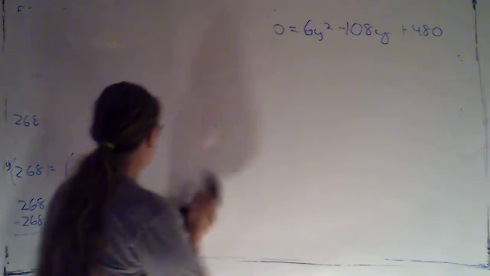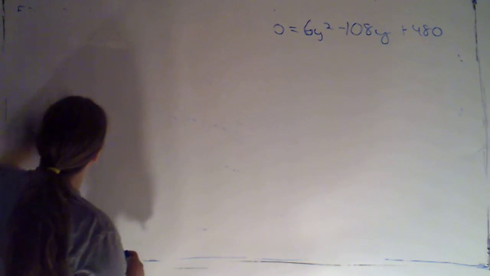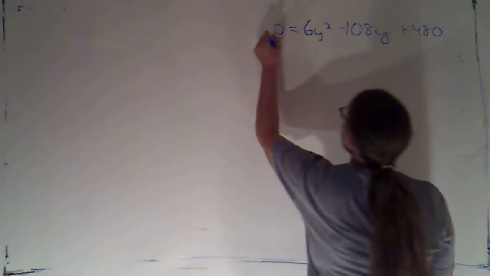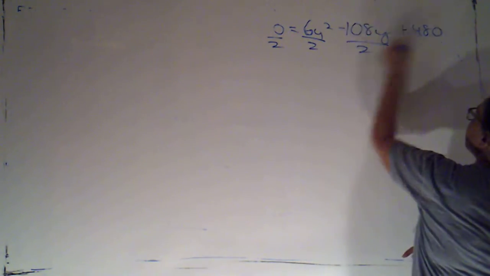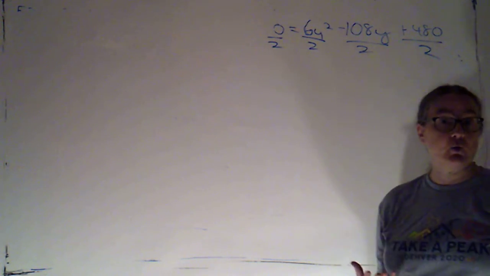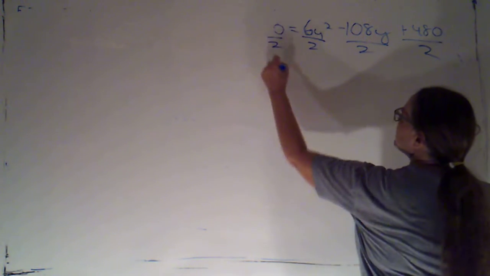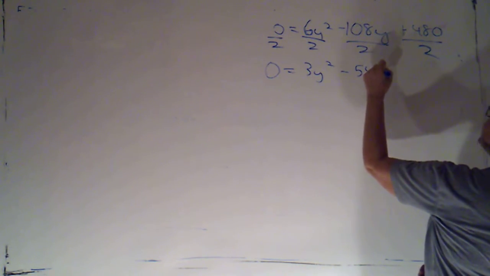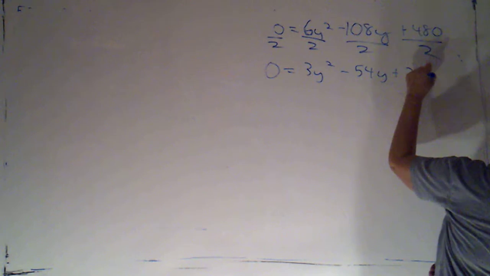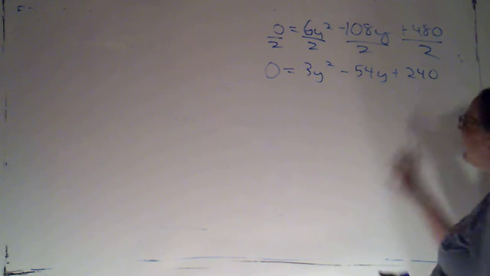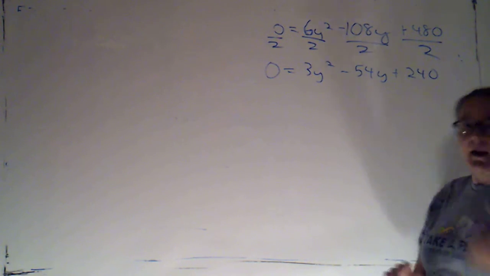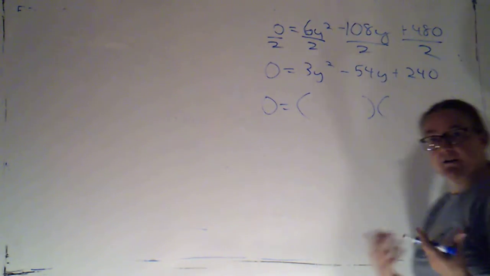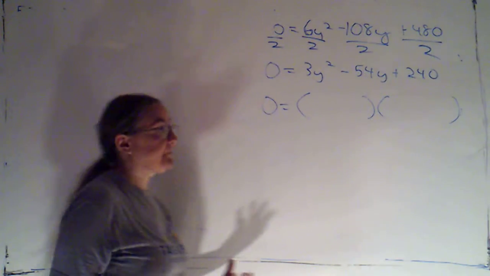So I'm going to just notice that all of the numbers in that equation are even. So if I want to, I can divide both sides of my equation, that means each and every term, by 2. That's just going to make the number smaller. So I'll have 0 is equal to 3y squared minus 54y plus 240. Okay. Still a kind of big number, but I'm going to try to do this by factoring. Of course, if you prefer, you've got the quadratic formula or completing the square.